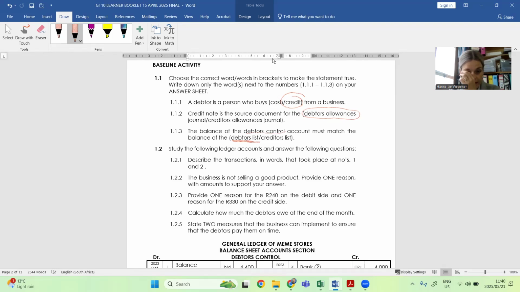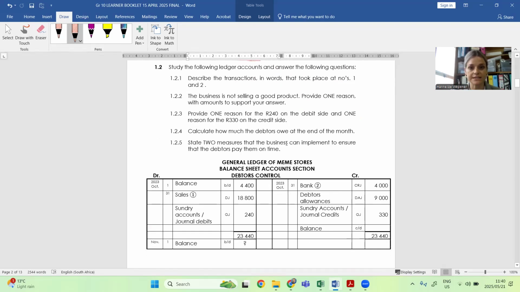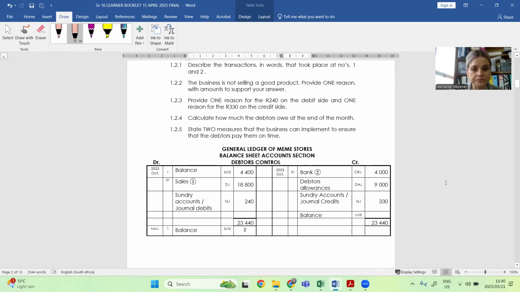Right, now let's look at a debtors control account, because we need to understand what is actually happening within this account. So if I'm looking at my balance on day one, balance on day one means that prior to October 2023, some debtors purchased goods from me and they didn't make payment immediately.